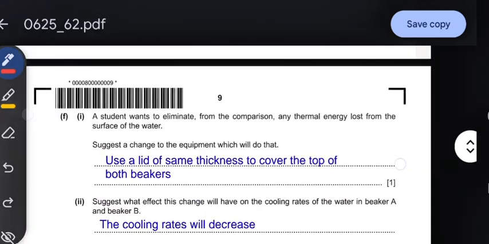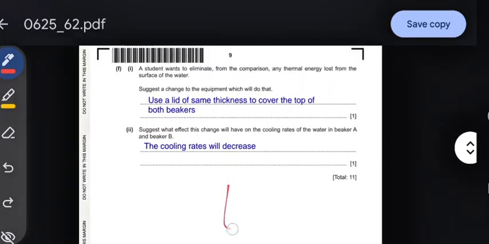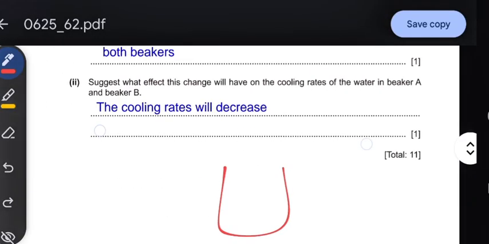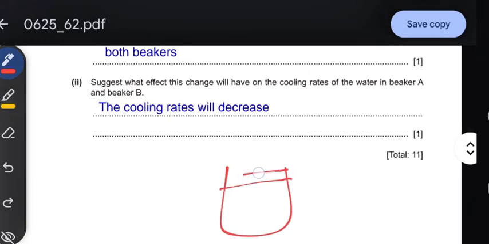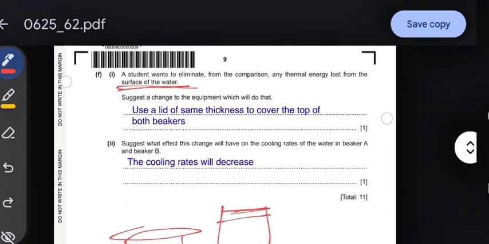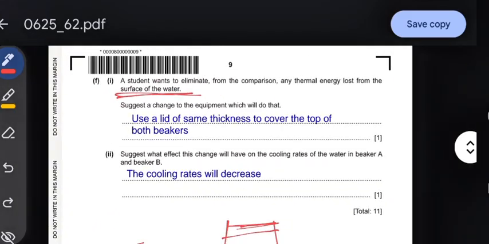A student wants to eliminate from the comparison any thermal energy lost from the surface of the water. Suggest a change to the equipment which will do that. Don't start writing use a polystyrene cup, because they have already insulated it. What they're saying is any thermal energy lost from the surface of the water. Please read your question carefully. You have poured the water, so how can you prevent loss from the surface? The simplest thing you can do is put a lid over here. Use a lid to cover the top of both beakers.